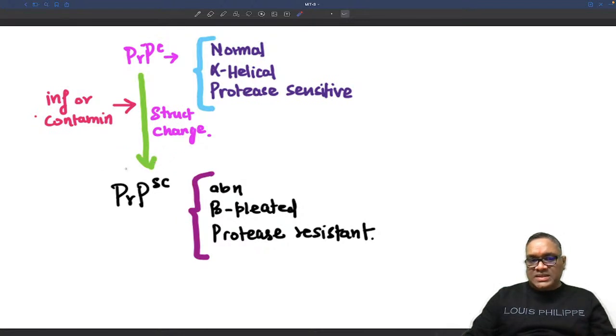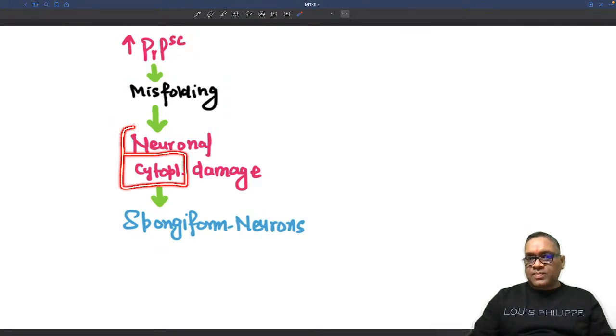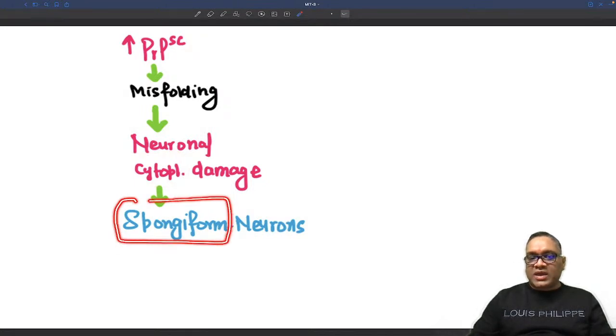So what will happen with this abnormal prion protein? Because it is now in excessive amount and will not be digested by protease, it will undergo misfolding. Misfolding of protein will happen, and that will cause neuronal cytoplasmic damage. This neuronal cytoplasmic damage will create many vacuoles in the cytoplasm, and these are called spongiform neurons, right?